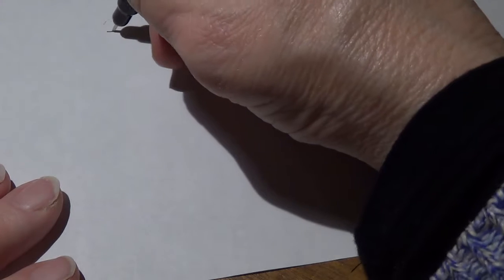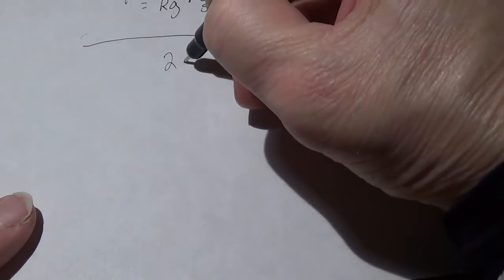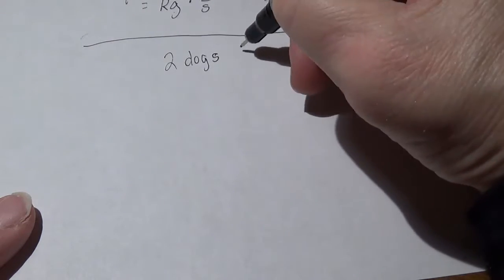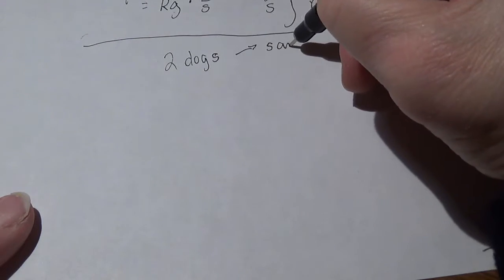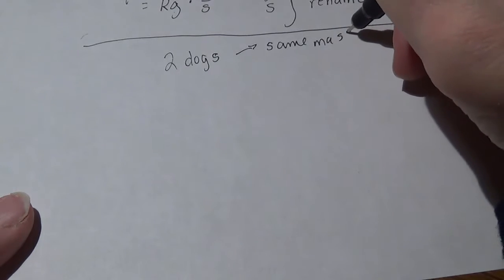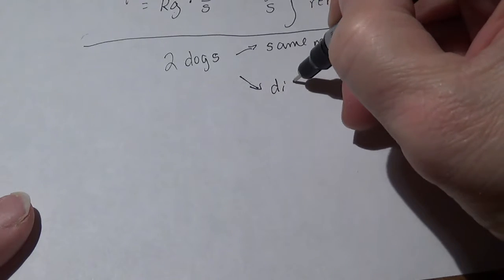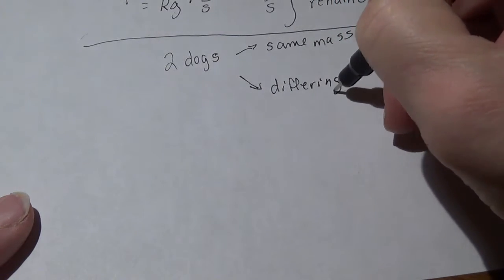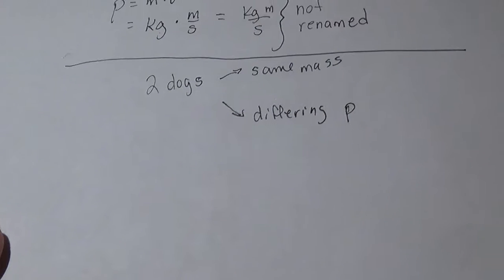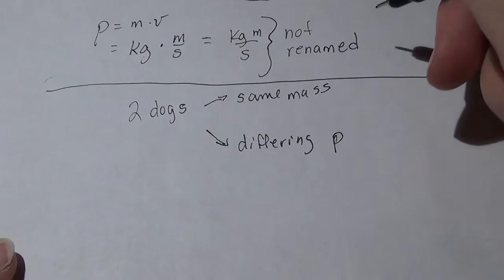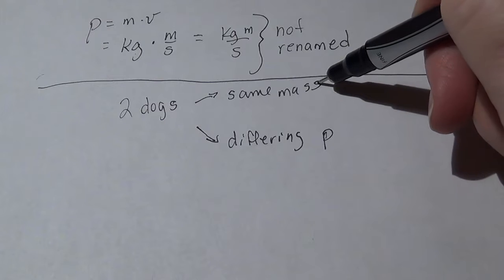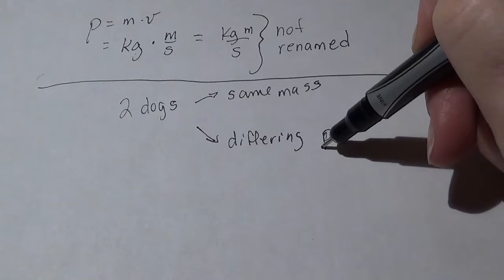Alright, I hear two dogs barking, and looking out the window, I see that the two dogs have something in common. Pretty much the same mass, but differing momentums. Is that possible? How is that possible? How can two dogs with the same mass have differing momentums?